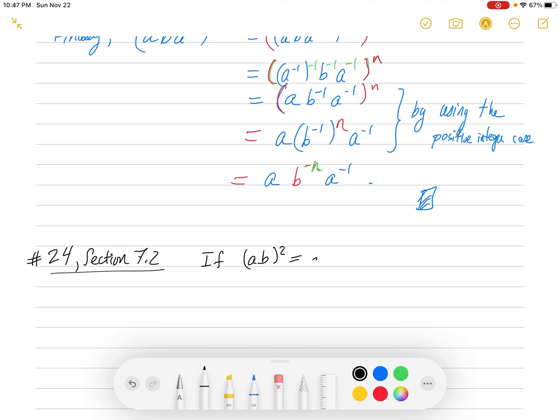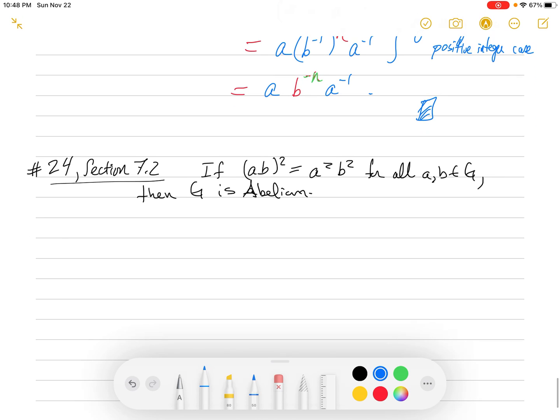If (AB) squared equals A squared B squared for every pair of elements A and B in the group, then the group is abelian. Okay, so we're going to assume (AB) squared equals A squared B squared. So suppose (AB) quantity squared equals A squared B squared for all A and B in the group.